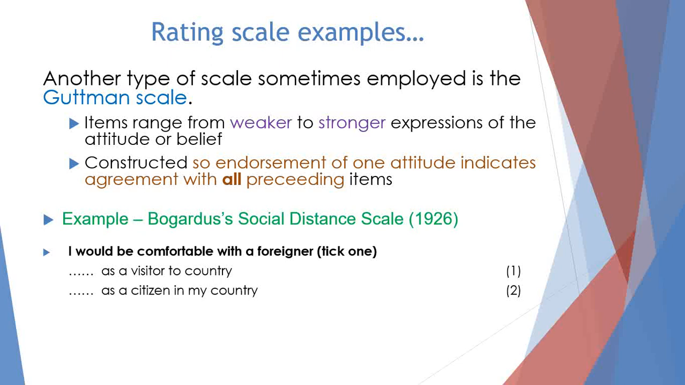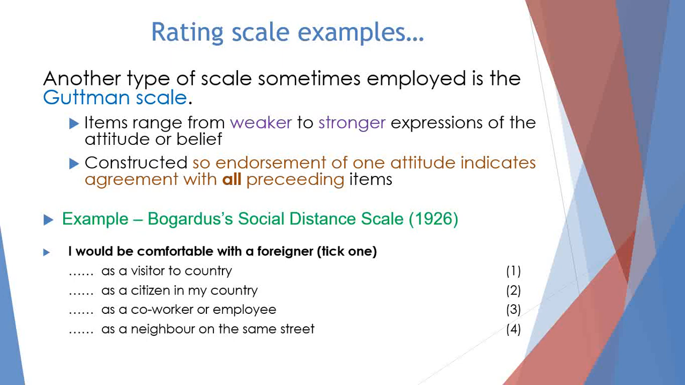As a citizen, well, here some people might draw the line, but I actually like immigrants, so I would be okay with that too. What about a co-worker? I think I'd be okay to work with a foreigner or to have them as an employee, but if I change that to my employer, for a lot of racist people that would be beyond the pale. What about a neighbour on the same street? If I were rather tolerant, I'd say yes, that's quite okay.